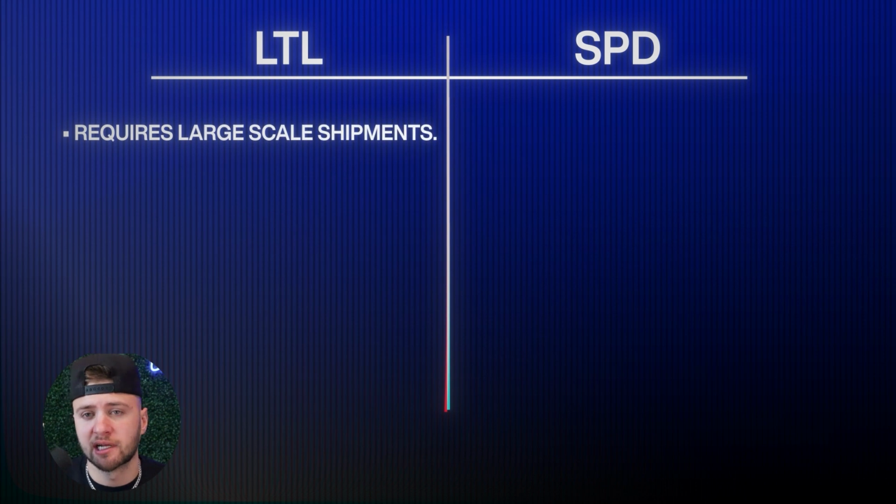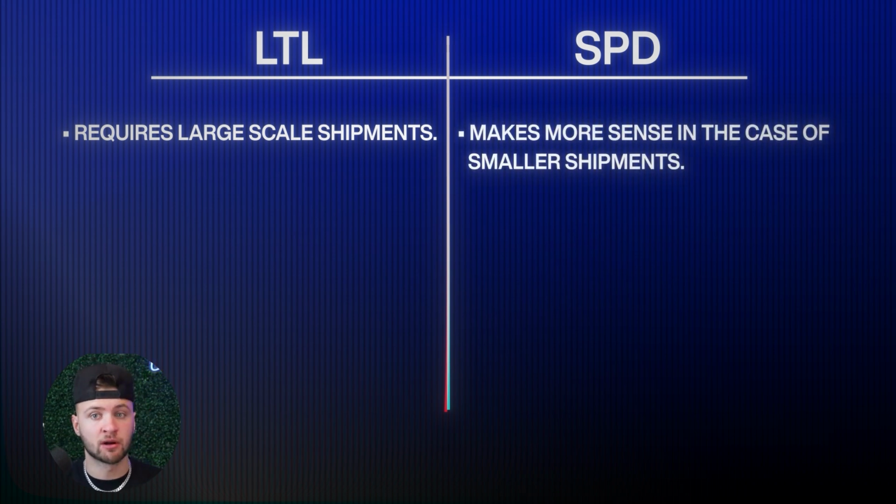What I will say is the cheaper option, if you're at a large scale doing this, is going to be LTL, right? That's where you're going to get the cheapest shipping. However, that's not the case if you're at a small scale doing this. SPD can make a lot more sense and even be cheaper if you don't have that much inventory. So that's something that we're doing.